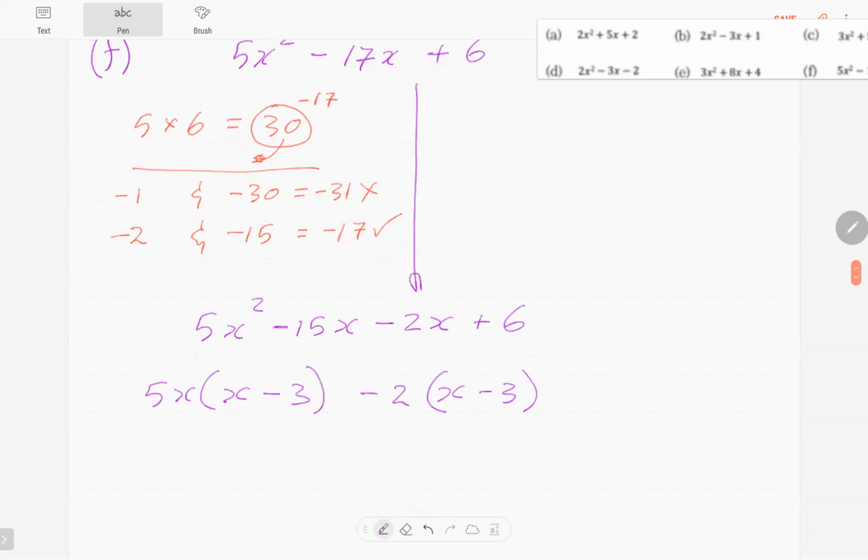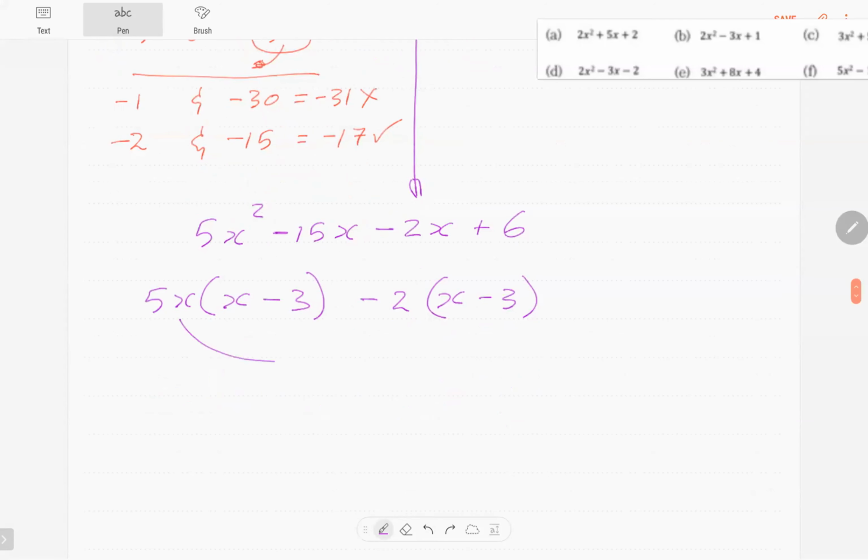Negative 2, and then you check it. Negative 2 times this, that, which is fine. And negative 2 times negative 3, positive 6. So that also is correct. So then it becomes this and this times that. Right? Usually what happens is 5x minus 2 times x minus 3. And that's that.